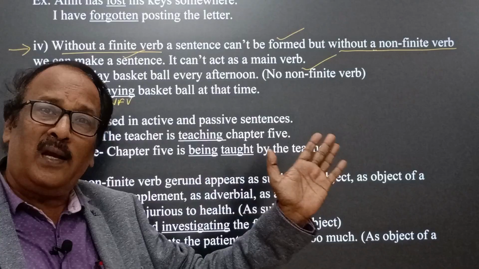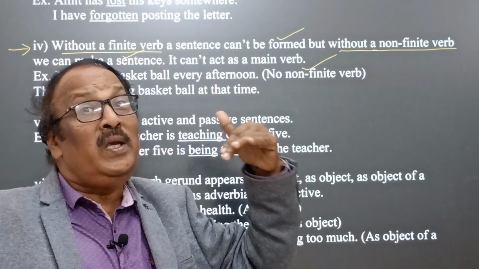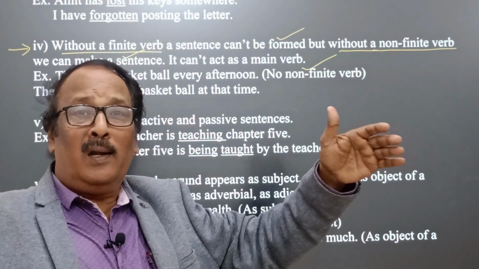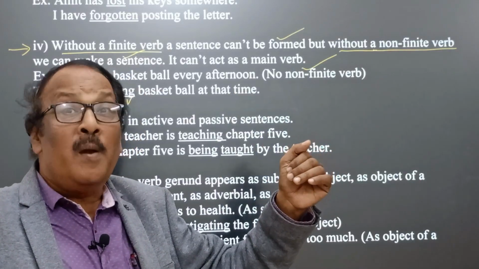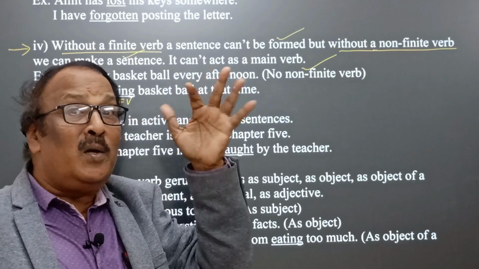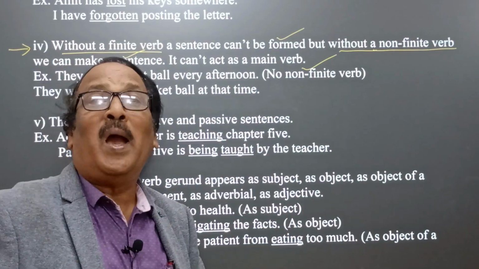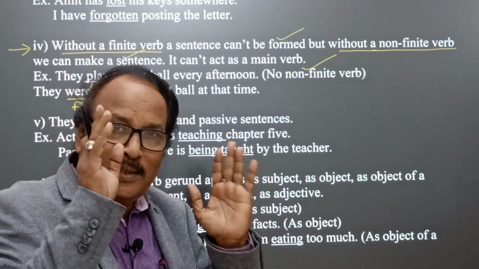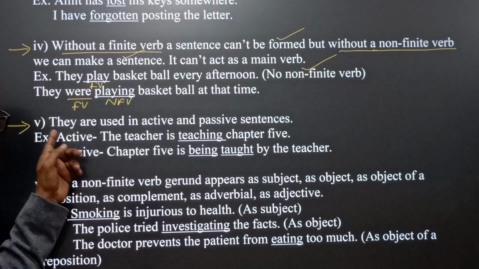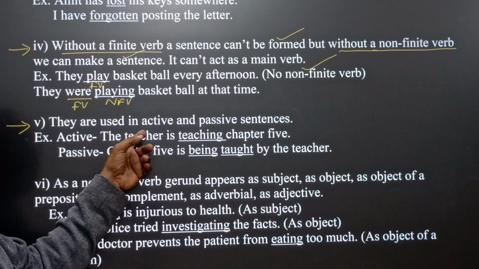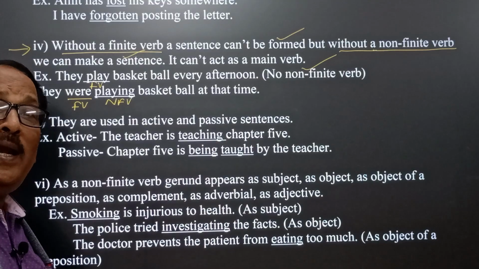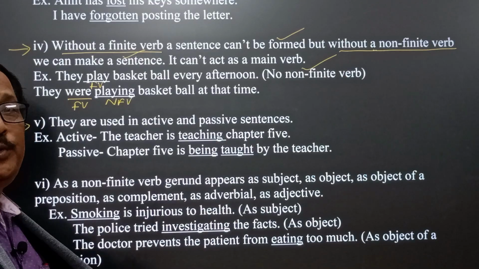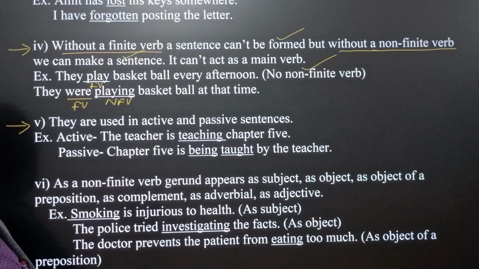So it is clear that a finite verb can be used independently to make a sentence without the help of a non-finite verb. But a non-finite verb cannot be used without a finite verb. Okay, this is the rule. Point 5. Yes, they are used in active and passive sentences. It means non-finite verbs are used either in active or in passive.